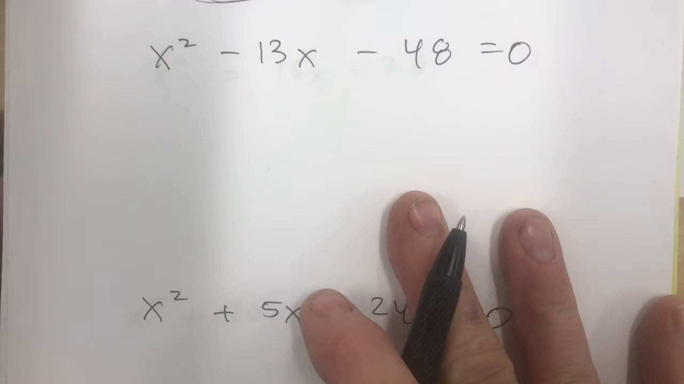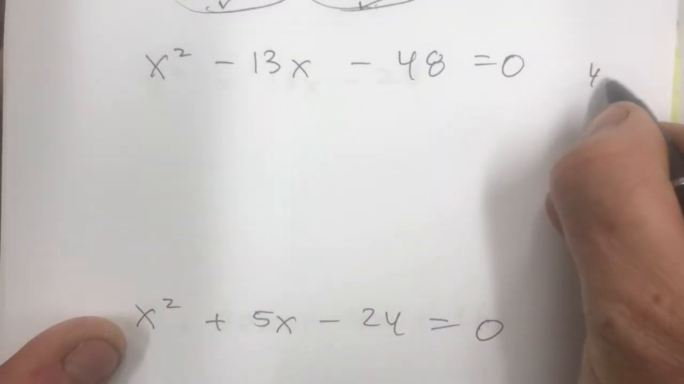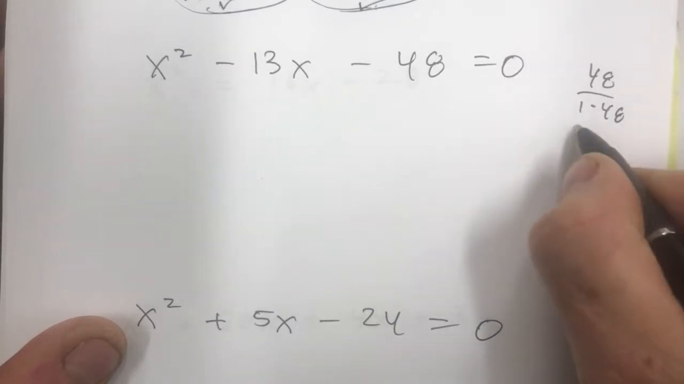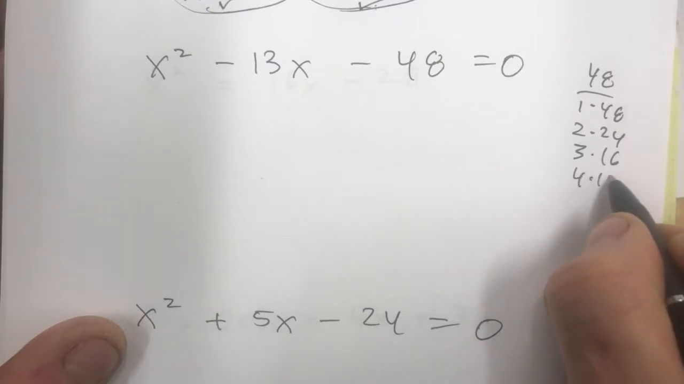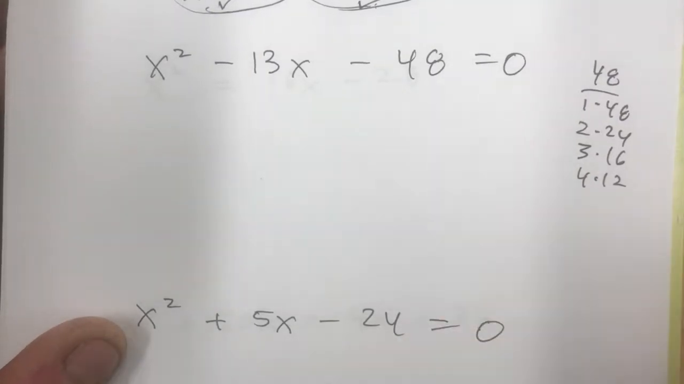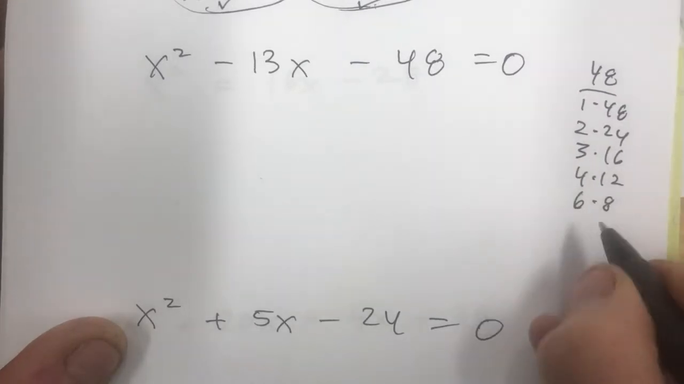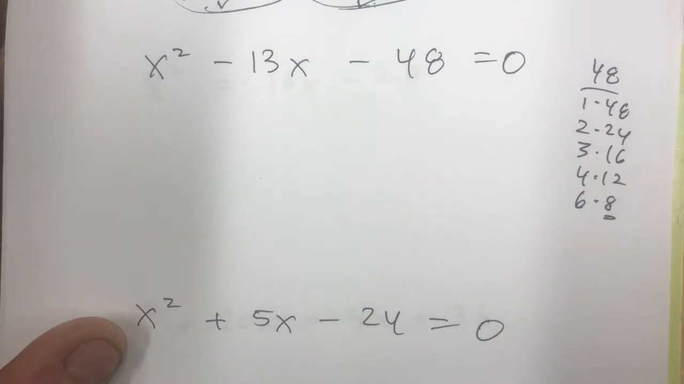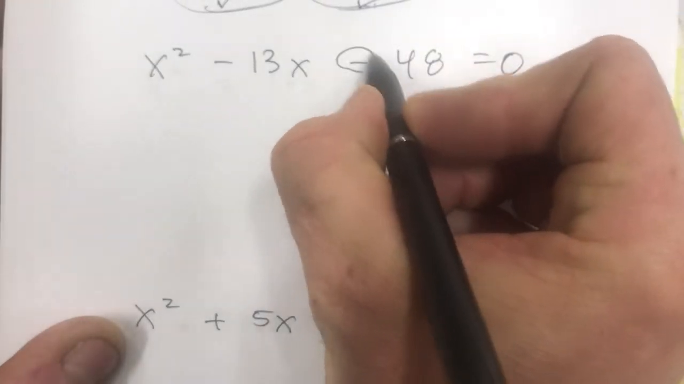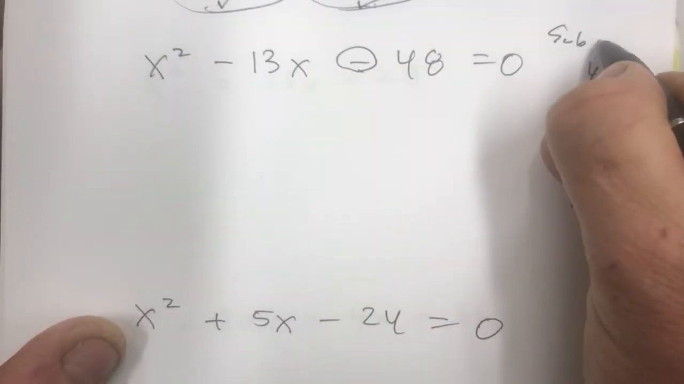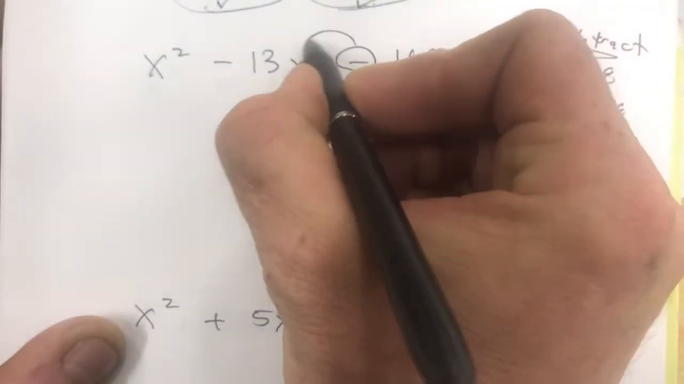All right, let's go to this next one. Here's another one here. We want to factor this. Well, 48 is my C number. I break it down. 48 divided by 1 is 48. 48 divided by 2 is 24. 48 divided by 3 is 16. 48 divided by 4 is 12. 48 divided by 5 is a decimal, so I skip it. 48 divided by 6 is 8. 48 divided by 7 is a decimal, so I skip it. And 8's over there, so that tells me I'm done. All right, so there's all the factors of 48. Now, since this is a minus in front of that 48, that means I have to subtract. I have to subtract these numbers, and I've got to get 13.